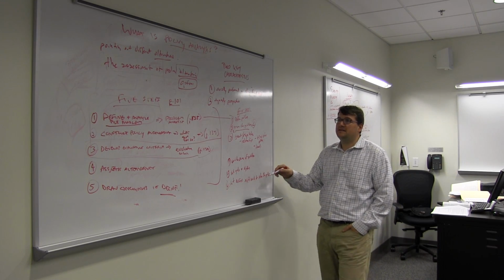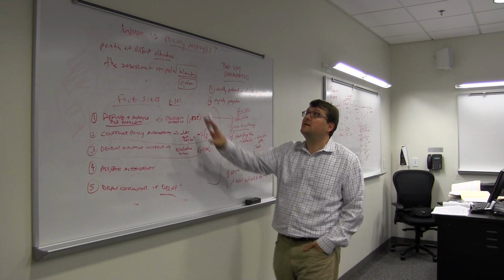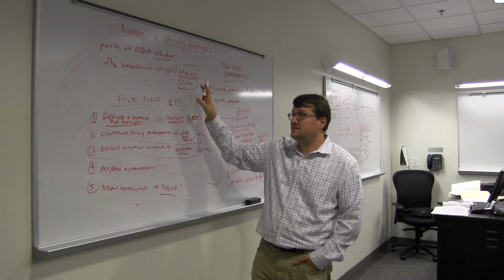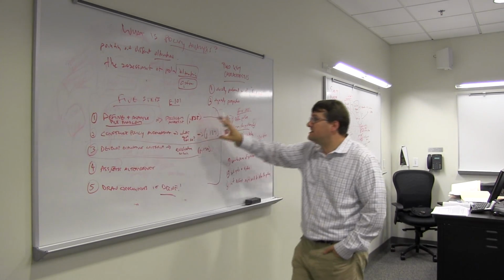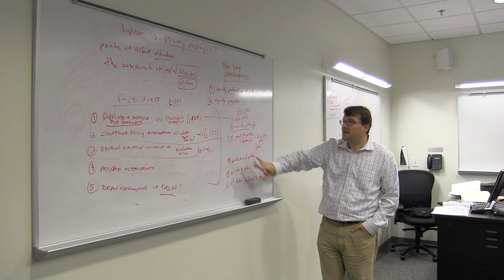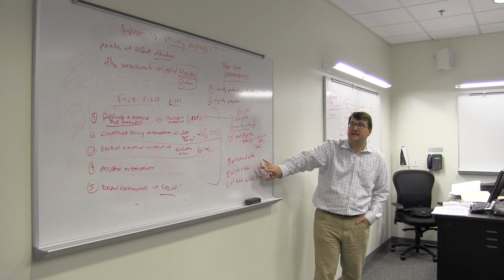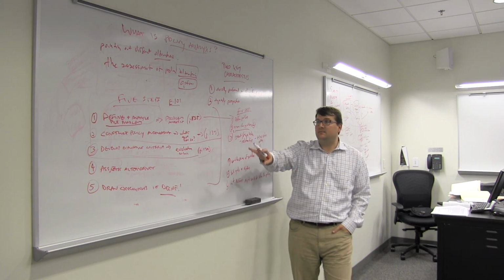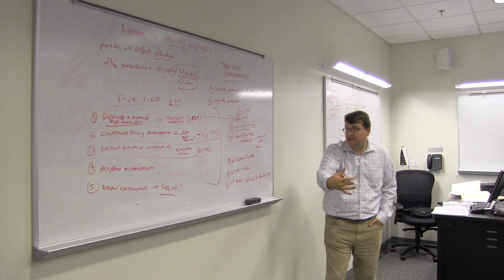So this is a problem analysis. It's a part of the policy analysis process. It's the first step, and there are 6 elements to it. There is some relationship between these steps and policy analysis more broadly.